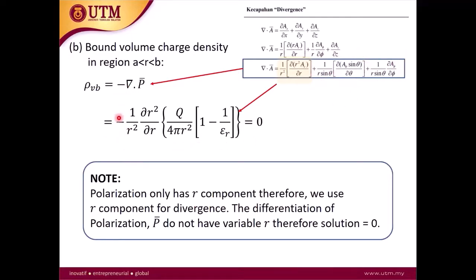So rho VB equals negative 1 over R square, del by del R of R square times Q over 4 pi R square in bracket 1 minus 1 over epsilon R. When you solve this, it becomes 0. Why? Because we have R square here that cancels out with this R square. So our P does not have the variable R anymore. Therefore, the solution equals 0.